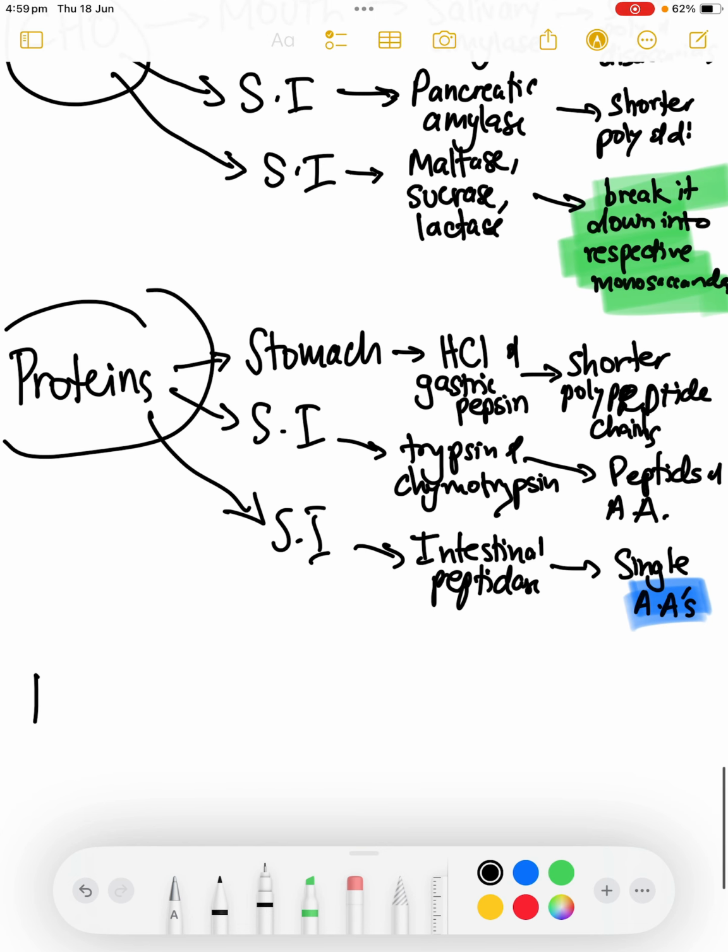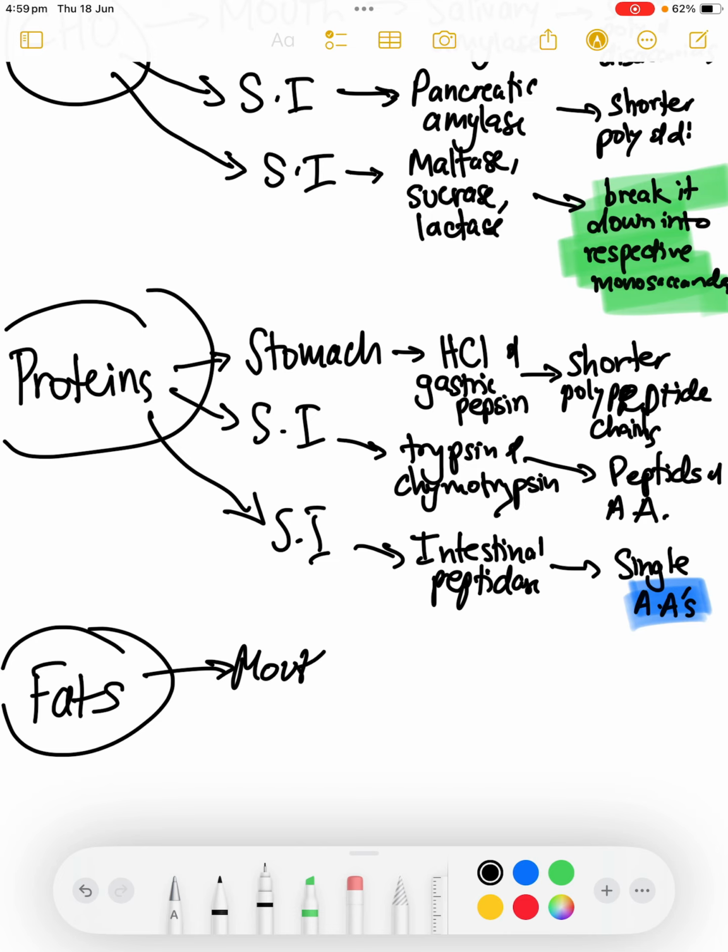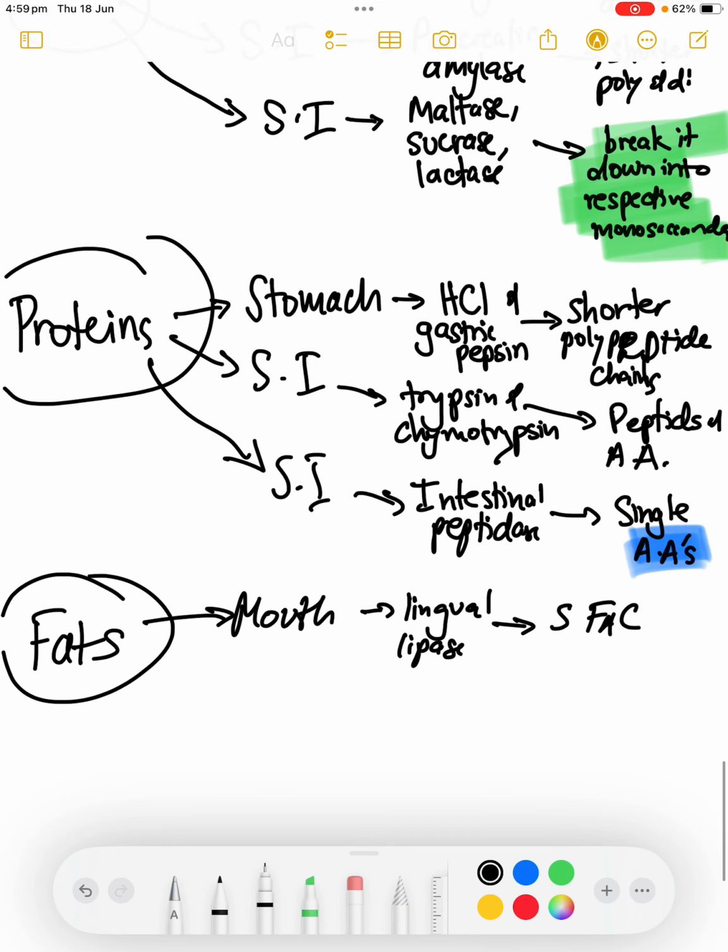Okay. Then finally, we've got fats, or we can call them lipids too. For the purpose of this, I'll talk about how they're going to be called fats. So what are the areas? Firstly, we've spoken about the mouth. In the mouth, we have lingual lipase, and that breaks fats down into shorter fatty acid chains, SFAC.